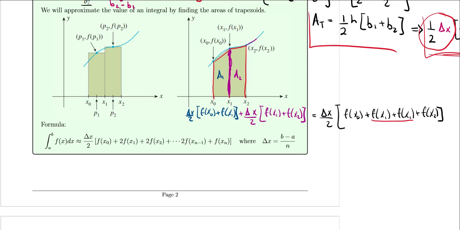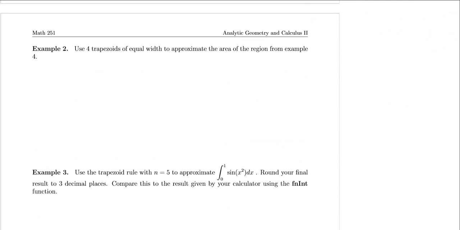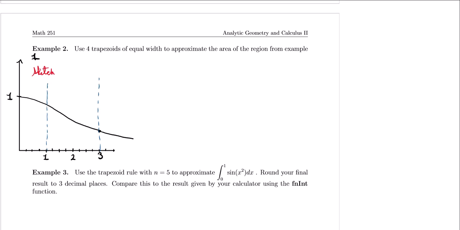Okay, so let's go ahead and apply it in one problem here. Now, for this problem, I want to use 4 trapezoids of equal width to approximate the area of the region from our previous example. Whoops, this should have been example 1. Alrighty, so if we go ahead and begin with a sketch, we have the same shape as before, and as per usual, our delta x is going to be the same. It's going to be obtained by b minus a all over n, and based on the previous problem, we knew that this one here was 1/2 or 0.5.